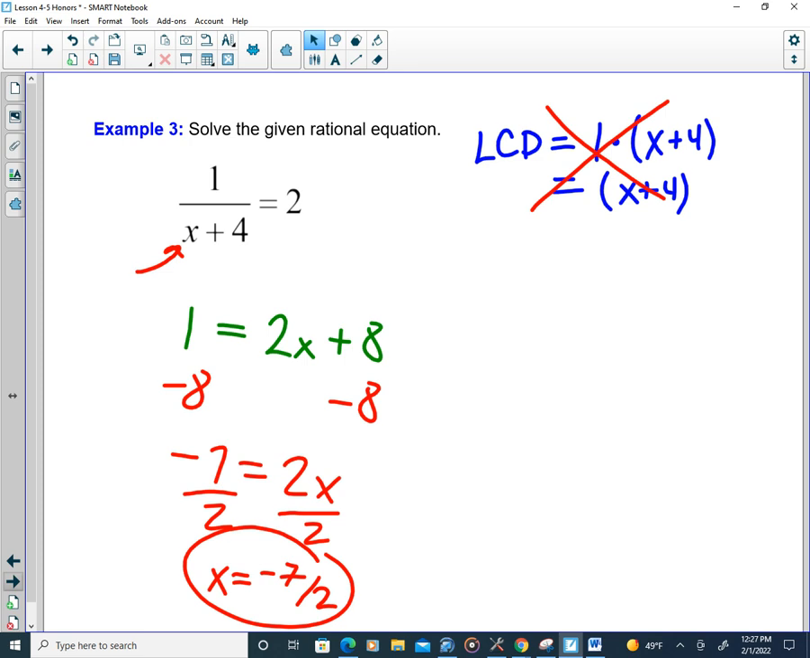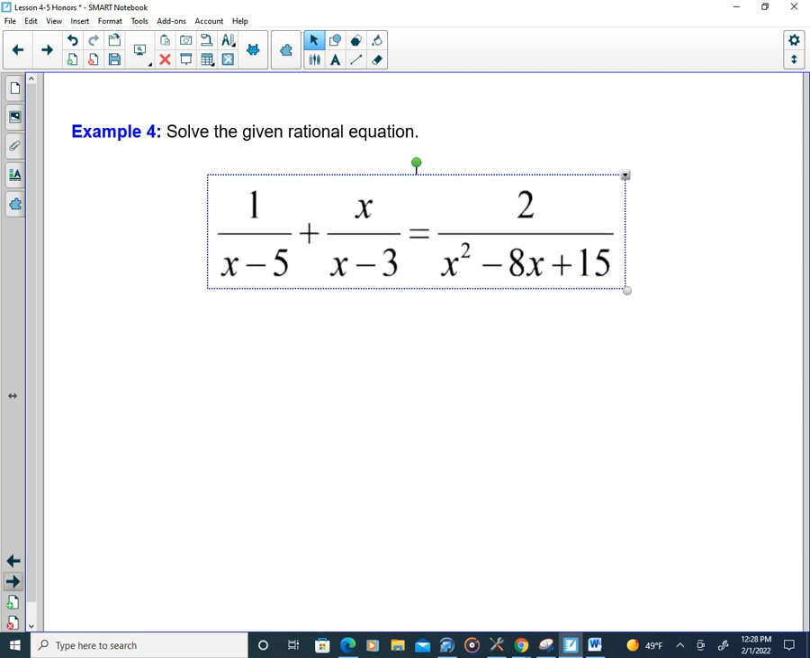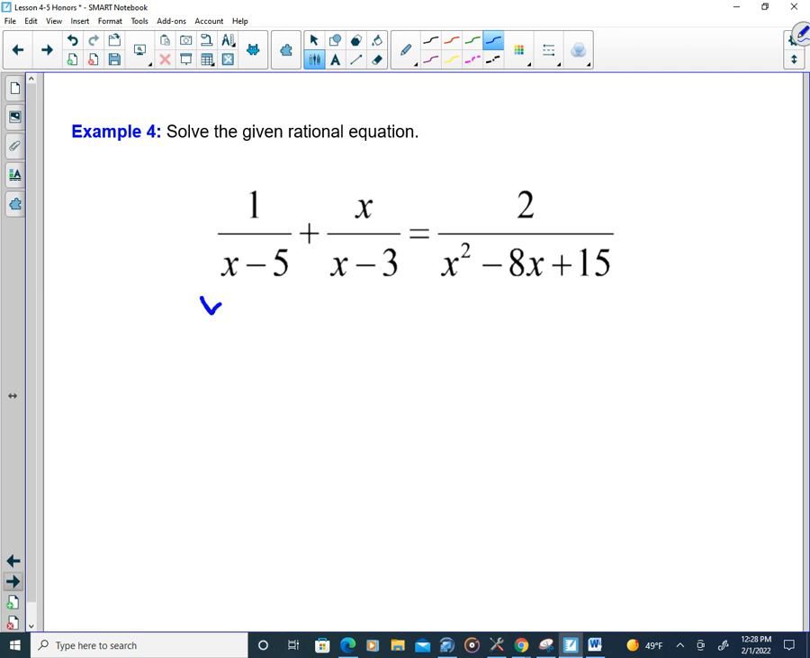All right, one more example here. This one looks difficult, but it's not that bad. So again, our first step is to factor our denominators. Well, x minus 5 is prime. x minus 3 is prime.